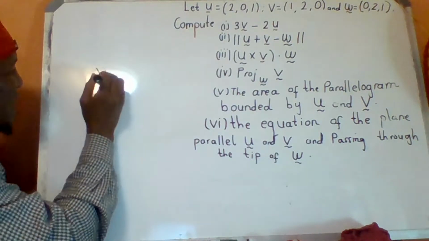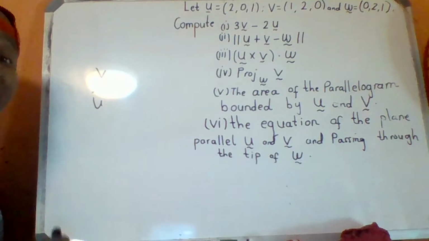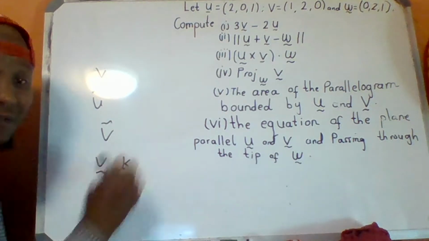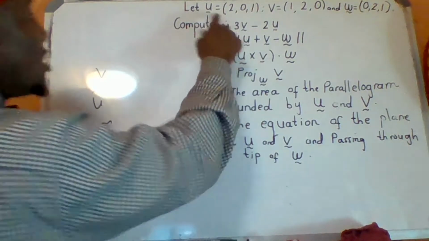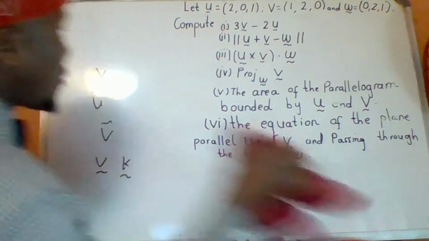Look, vectors always have either this or the arrow on top, and that represents a vector. So this is a vector. They give us vectors here. They say vector u, you can see here 2, 0, 1, and so on. Compute.